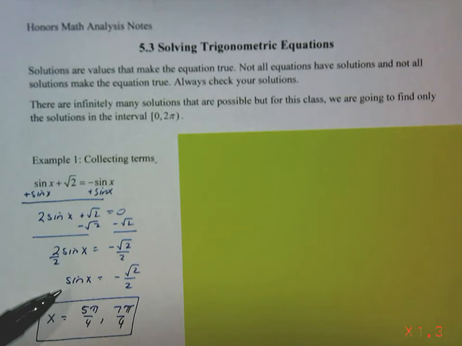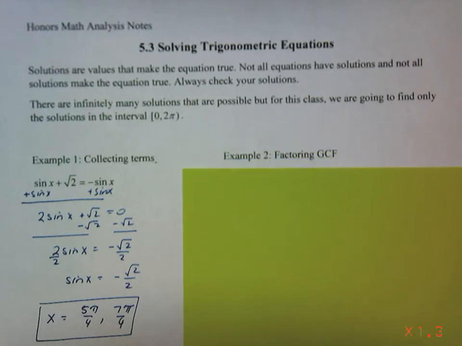And then I want to find all the angles that have a sine of negative square root of 2 over 2. I know that these are all the pi over 4 multiples, and since it's negative, it has to be in the third and fourth quadrant. So that's how my answers got to be 5 pi over 4 and 7 pi over 4. And then I always check my work with a calculator. I would plug 5 pi over 4 in for x here and check to see if it's true, and I would plug 7 pi over 4 in for x here and see if it's true.